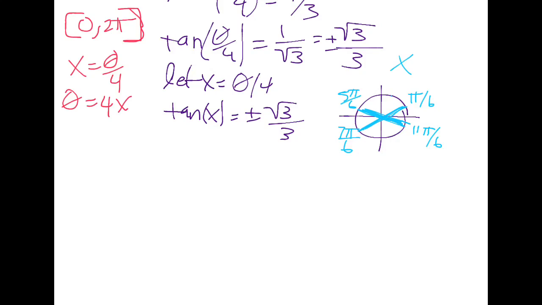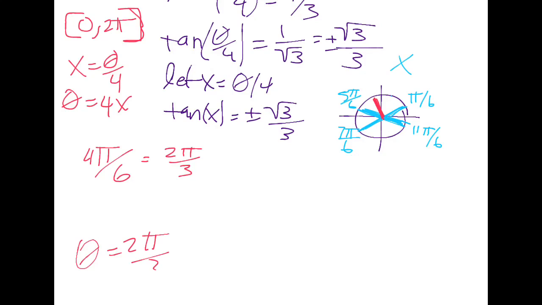So let's think about what theta values we get. Well, what about pi over 6? If we take our x value of pi over 6 and multiply it by 4, is that still in our domain? Well, yeah, 4 pi over 6 simplifies down to 2 pi over 3. Think about where that is. That's this value right there. So that's certainly in our domain. So that's one solution. We've got theta equals 2 pi over 3.